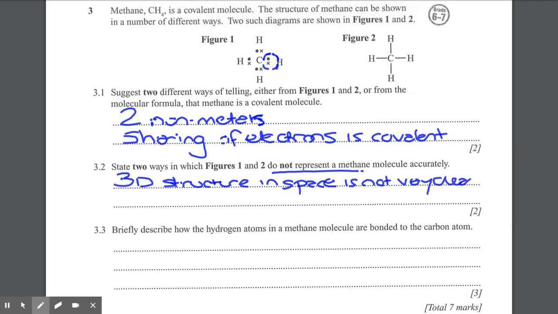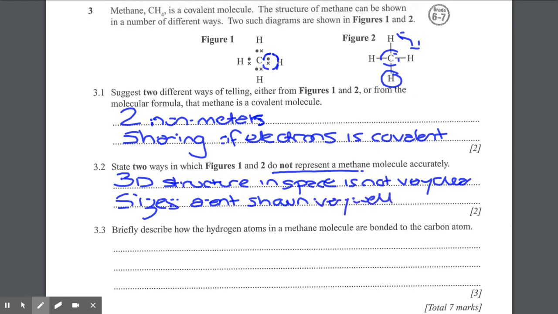We're not going to see things like bond angles here. The angle between those two hydrogens in figure 2 is not 90 degrees as it's suggested. And we never know the sizes of these things. Hydrogen is small. It is a lot smaller than carbon. However, according to that diagram, we can't see that. So the sizes aren't shown very well either. So that's always a limitation of any type of diagram.